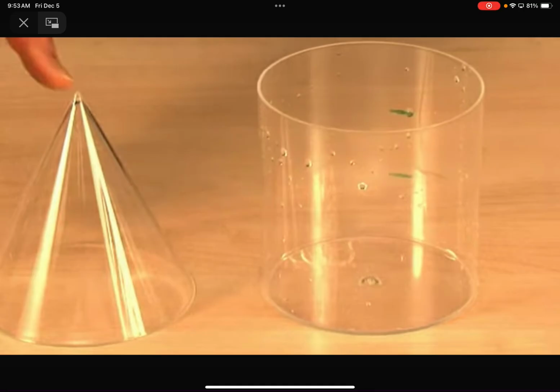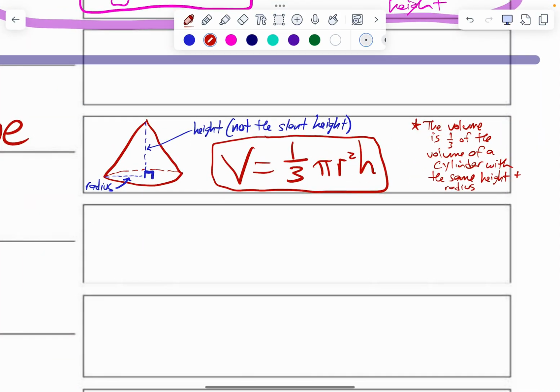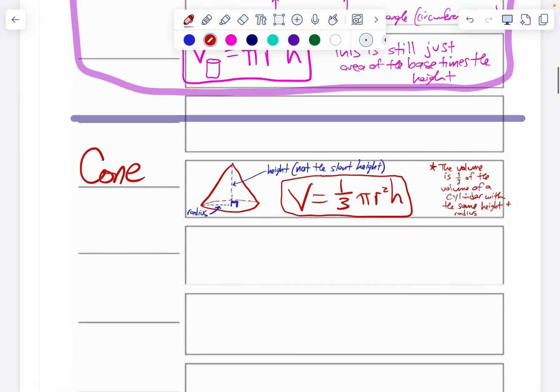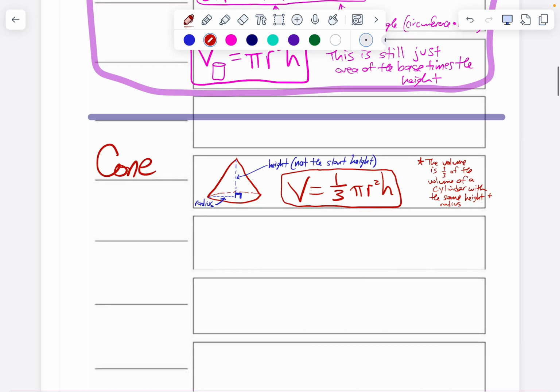Okay, so 1/3 the volume of some cylinder that we have. Any questions on that? Okay. Well, it turns out that the pyramid is the same. It's a third. But what is different about a pyramid than a cone? Is it always?